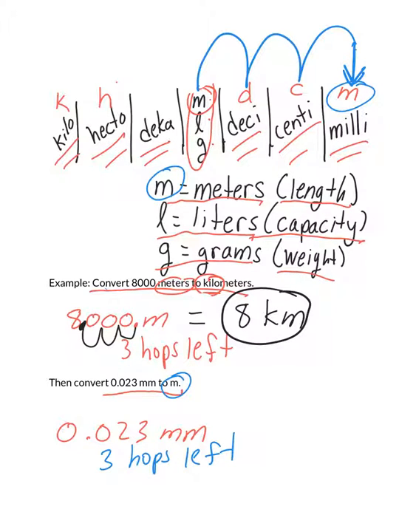So looking at our current decimal point, we got to move 3 hops to the left. After the first hop, we run out of room. So just keep hopping to the left, but you're going to have to insert some zeros as you move to the left. So you get 0.00023 meters when you move 3 hops to the left.